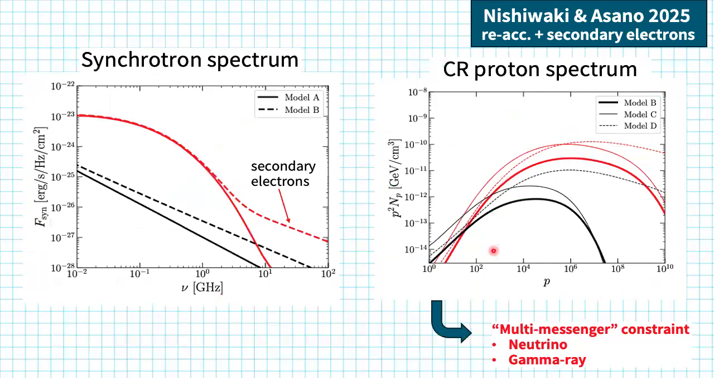So yes, we can compare models including secondary electrons and without secondary electrons. And this is what I mean by a very unique spectrum of cosmic ray protons. Maybe in an extreme case we can check this by neutrino observation or gamma ray observation. If we use a stacking analysis of neutrino observation, we can exclude this kind of very steep hard spectrum of cosmic ray protons inside galaxy clusters.